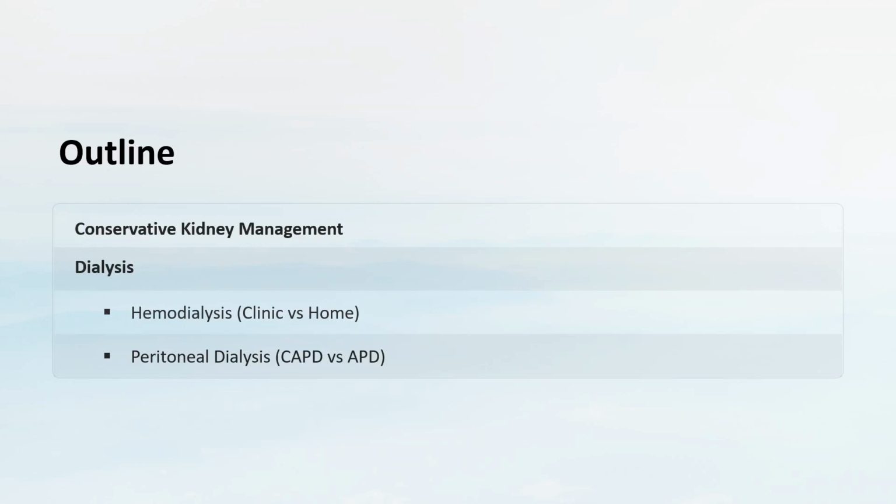In this video, we'll provide an overview of the different types of dialysis available to patients with advanced kidney disease. We'll discuss the option of conservative kidney management for those who choose to focus on symptom control and quality of life without dialysis. You'll learn about hemodialysis, which can be performed either in a clinic or at home, and peritoneal dialysis, which offers more independence and flexibility for patients. Feel free to refer to your cheat sheet or study manual as you follow along.